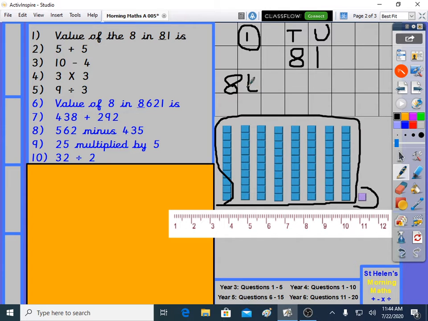This is our answer that we're going to write down. 8 tens is 80. You've heard that number, 80. There's our answer for question 1. Pause if you need time to copy that down. Make sure you're keeping up Year 3s if you're new to this. And we'll be moving on to question 2.